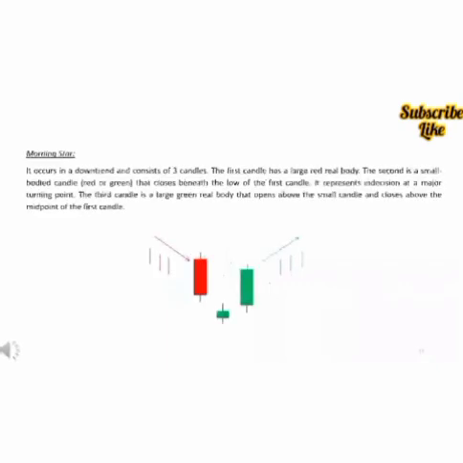Morning star. It occurs in a downtrend, and consists of three candles. The first candle has a large red real body. The second is a small-bodied candle, red or green, that closes beneath the low of the first candle. It represents indecision at a major turning point. The third candle is a large green real body that opens above the small candle, and closes above the midpoint of the first candle.